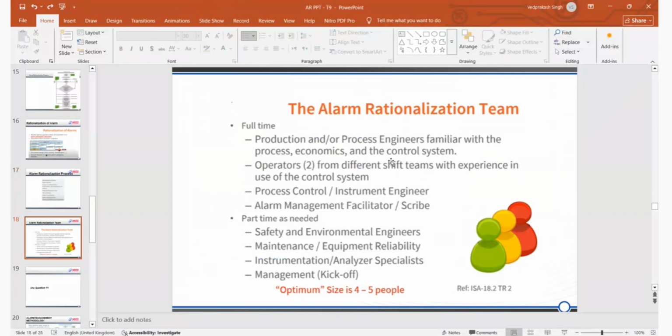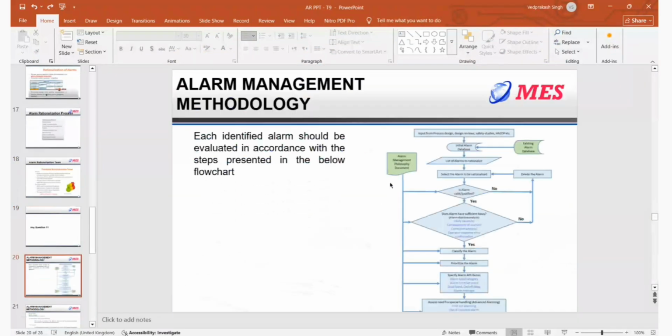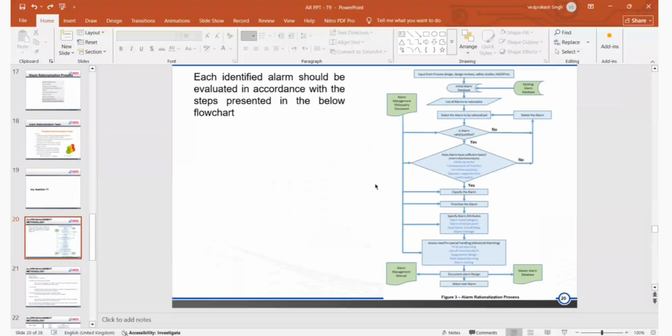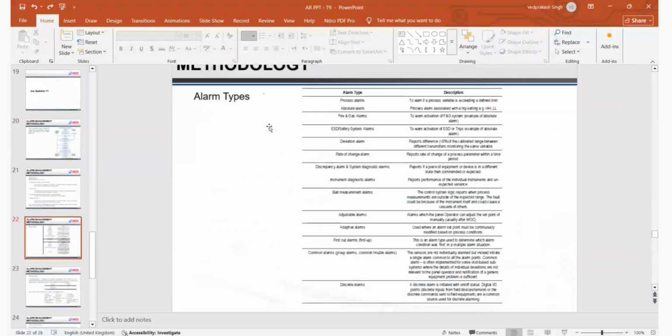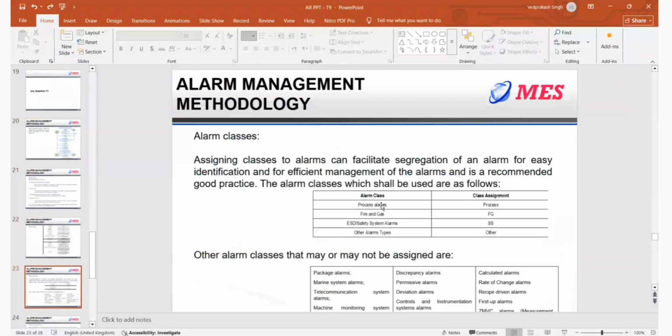Now, in the alarm rationalization, I will make you familiar with some terminology, because these terminologies are very important for us. See, in this workshop, we will qualify the alarm classes: process alarm, fire and gas alarm, or ESDs, and other types. So we need to understand and we need to know.